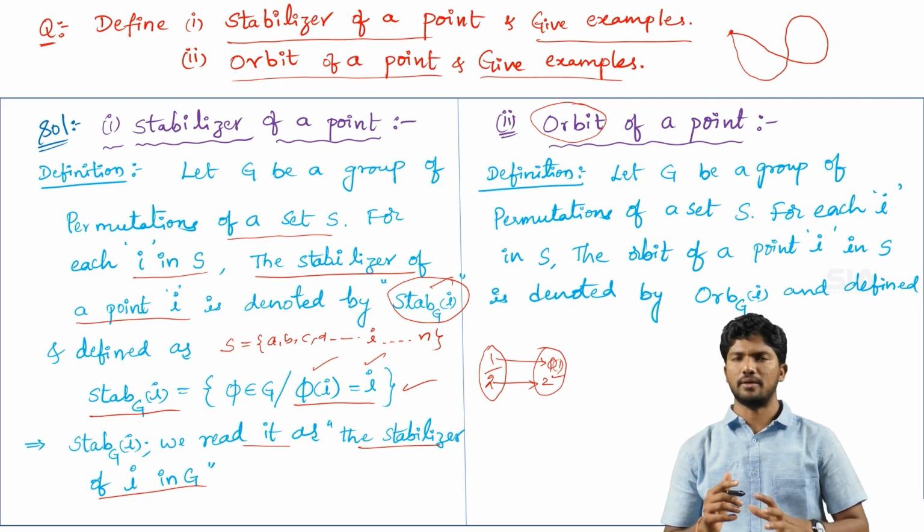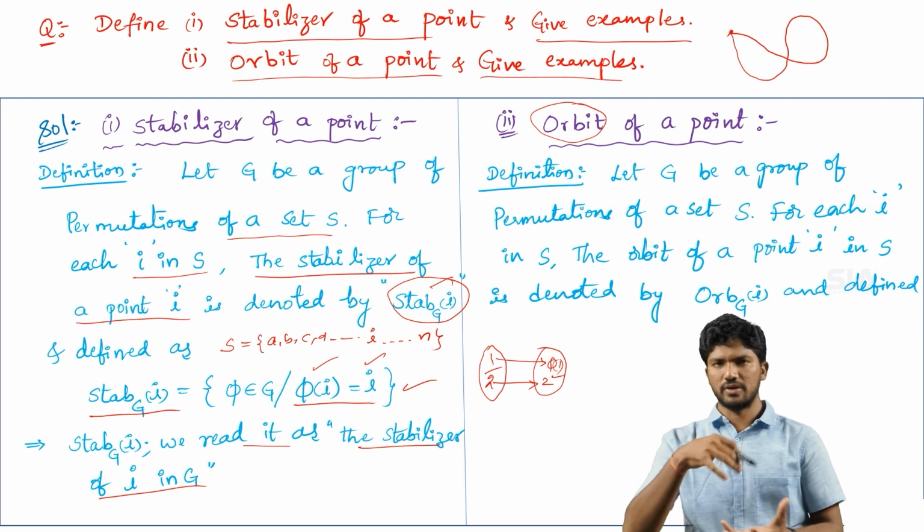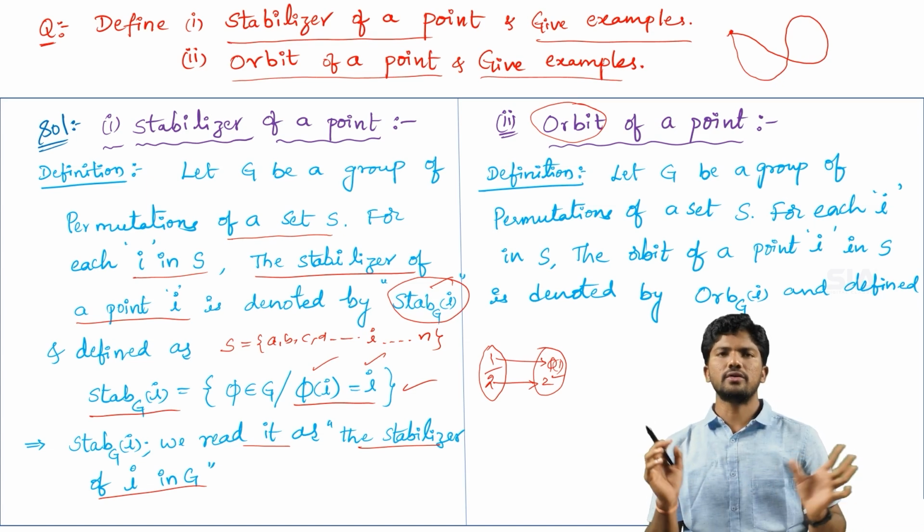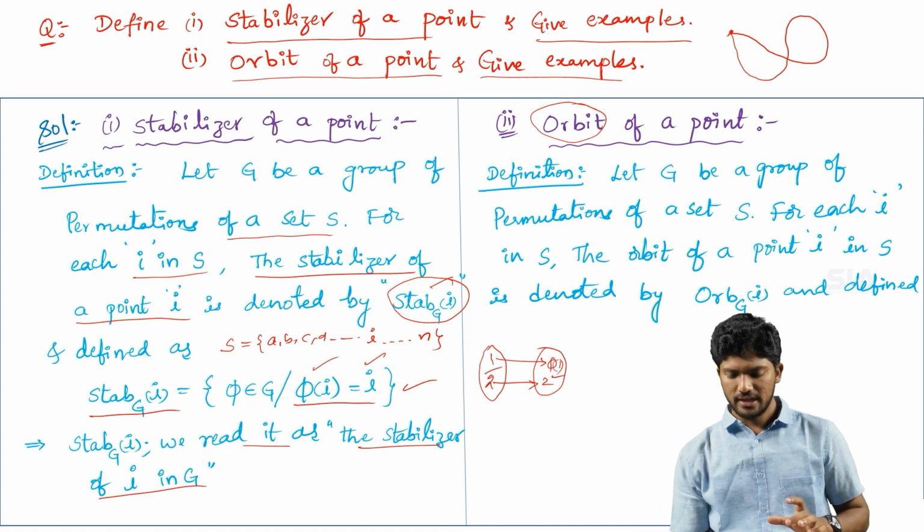Okay, that is called orbit. Irrespective of its length, there is no interruption between the starting point and the ending point. So now you can see the definition.